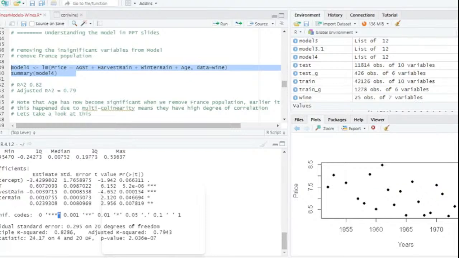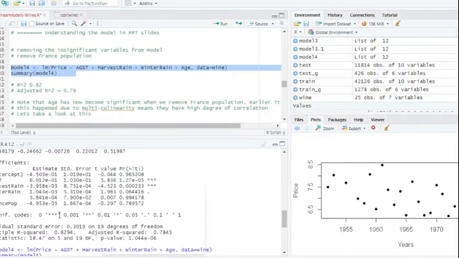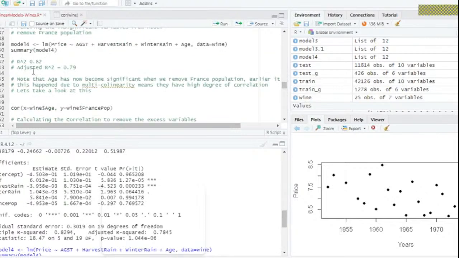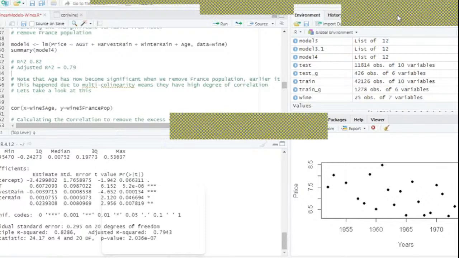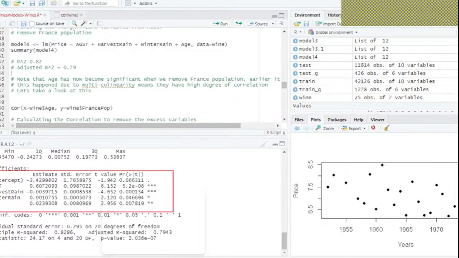If you look at R square and adjusted R square, note that now age has, when you run model 4, which I have just shared with all of you so that you don't have to write it, can you take a look at the significance of the variables? Has age become a significant variable?